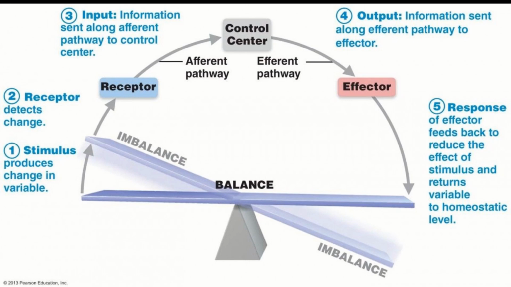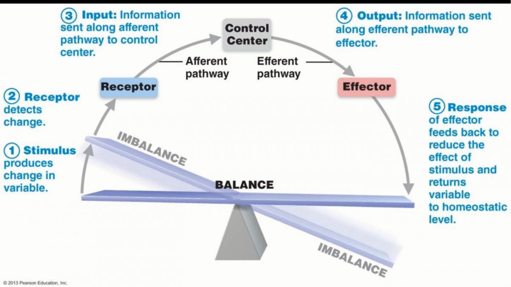Then it relays that information along the afferent pathway to the control center. And the thing you should probably know about the control center is that 9 times out of 10, the control center is the brain. Most of the time, the brain is the one receiving this information and then coordinating the response. The brain or the control center is then going to send information out along the efferent pathway to the effector. The effector is the thing that is going to create the response.